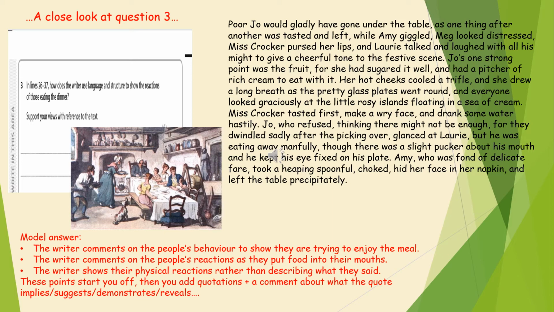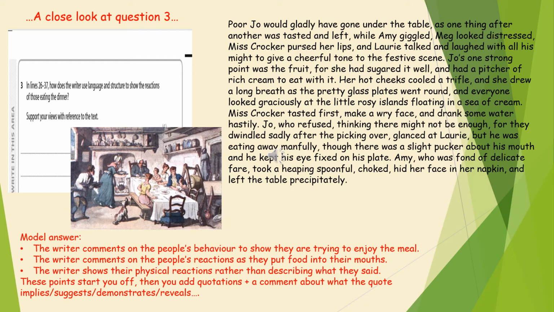The next bullet point you could pick up is where the writer comments on the people's reactions as they put food into their mouths. So, for instance, you could talk about Miss Crocker, who made a wry face and drank some water. With Laurie, he's eating away manfully, though there was a slight pucker about his mouth. So that would suggest that he's not really enjoying his meal, but is trying really hard to.